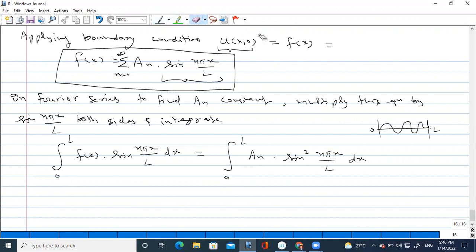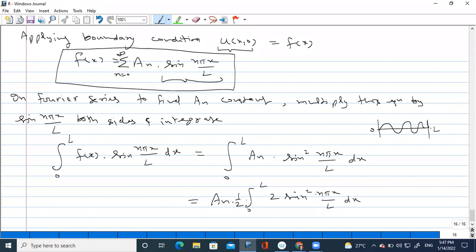So the examiner will give this f(x), but from our formula we have found f(x) equal to this much. So both can be equated. Now here an will come out. Now tell me, this will be integral 0 to L. If I take 1 by 2 into, it will become 2 sine square n pi x by L dx.